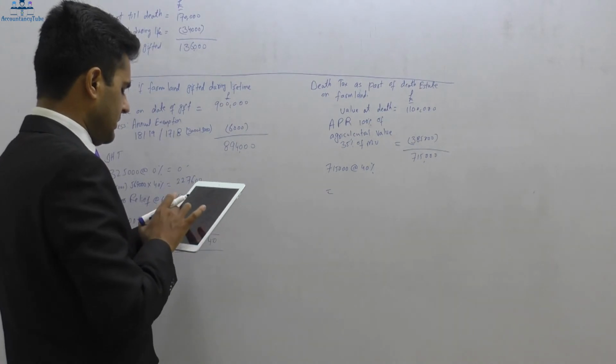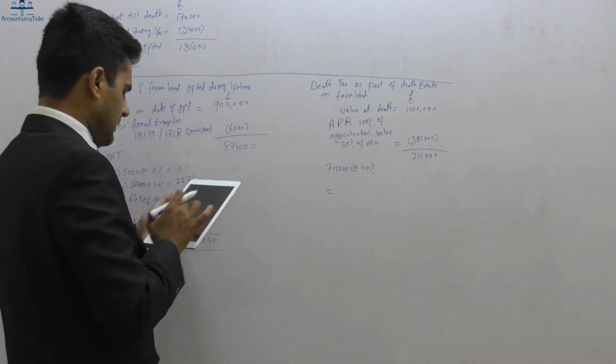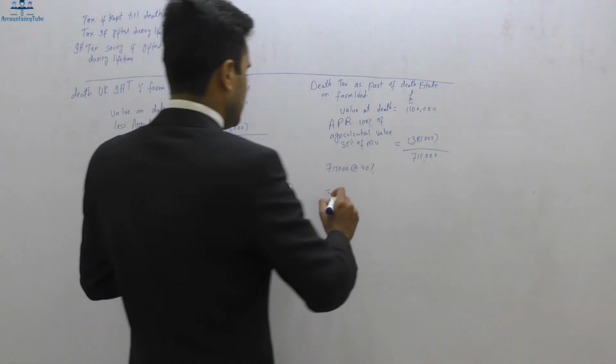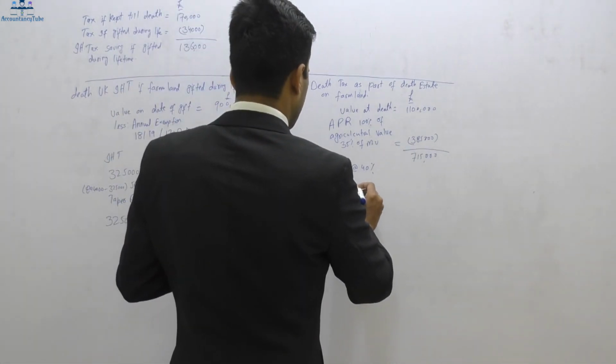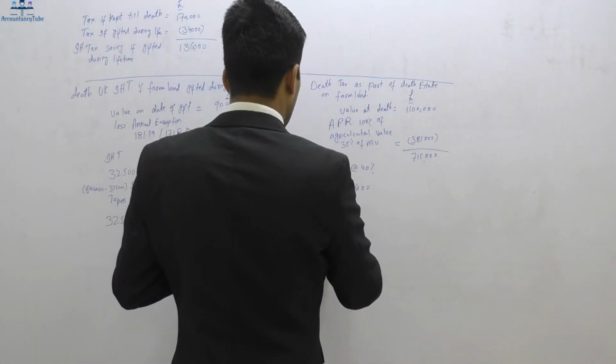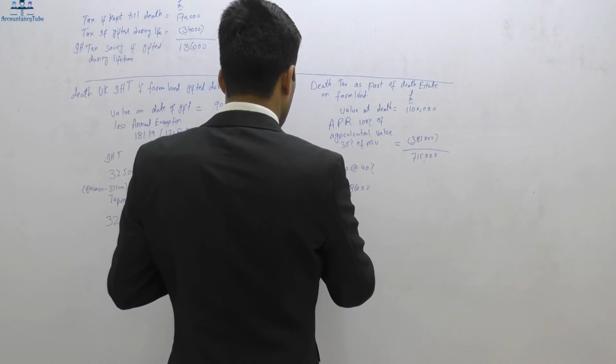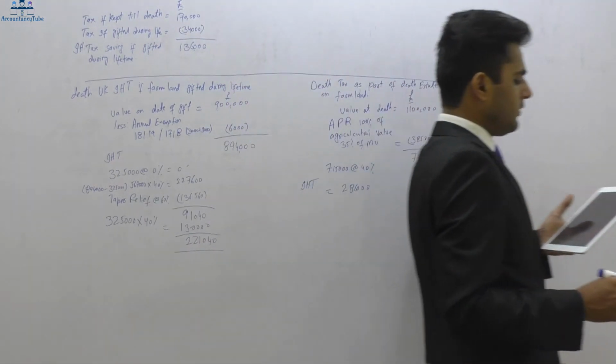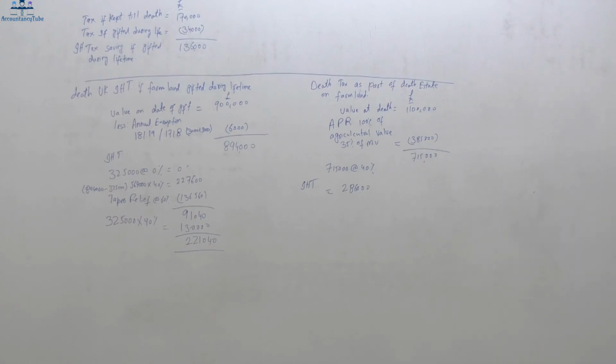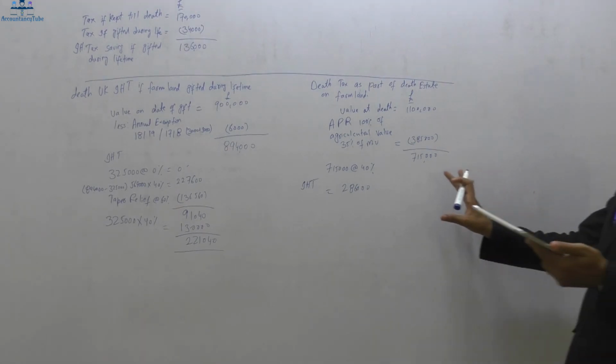So let's see how much it is at the rate of 40%. So that is the tax at the rate of 286,000 pounds. That is our IHT. Right? So IHT is 286,000 pounds in this case. Now that is our IHT as part of death estate.